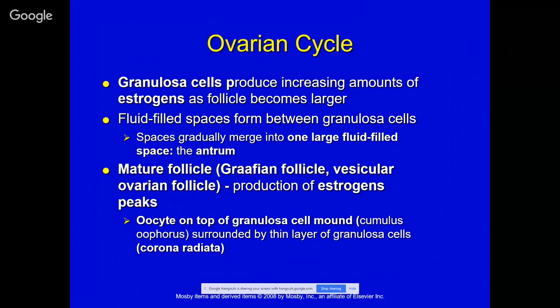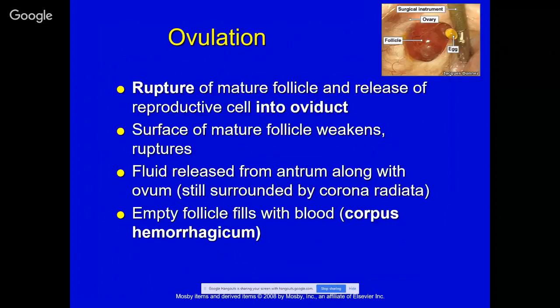And remember, estrogen feeds back to the hypothalamus to slow down the production of follicle-stimulating hormone and to increase the production of luteinizing hormone. The oocyte is on top of that granulosa cell mound. It's called the cumulus oophorus. Cumulus is a kind of fluffy cloud, and it's surrounded by a thin layer of granulosa cells called the corona radiata. So this thin layer is kind of like the crown of that oocyte.